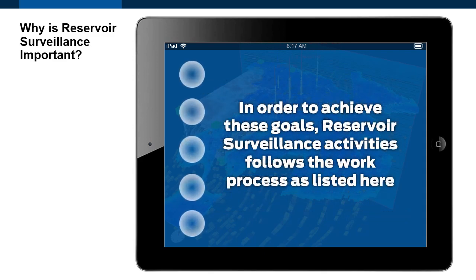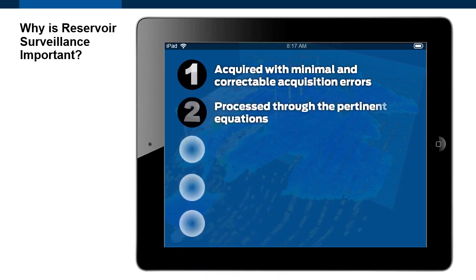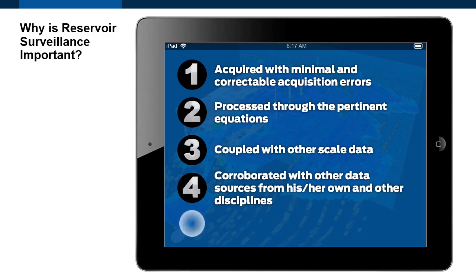In order to achieve these goals, reservoir surveillance activities follow the work process as listed here. Data is acquired with minimal and correctable acquisition errors, then processed through the pertinent equations, and next, coupled with other scale data, and corroborated with other data sources from his or her own and other disciplines, and then interpreted into the reservoir model.